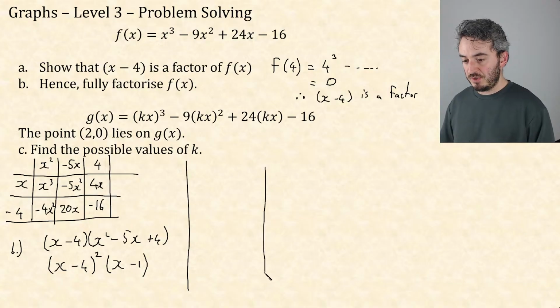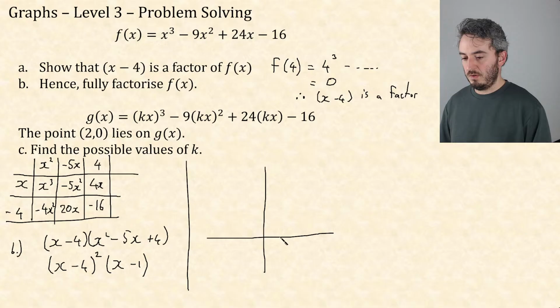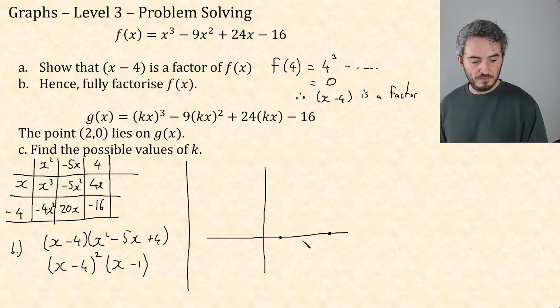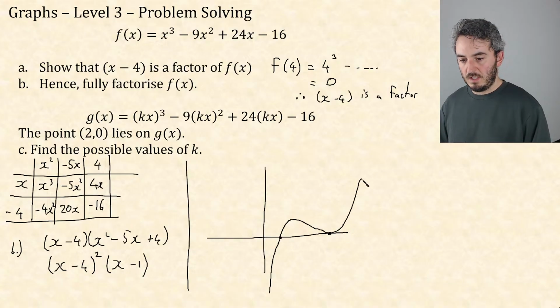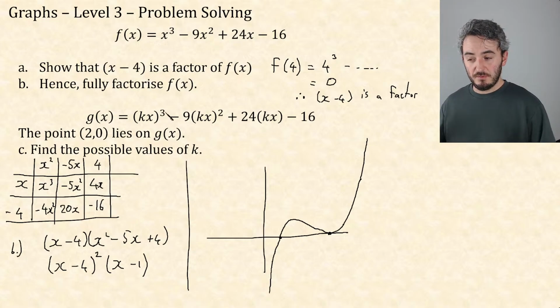So I would be sketching this graph, and that's a positive cubic with one standard root at 1 and a repeated root at 4. So we've got a positive cubic. It's going to cut through at 1, and it's going to bounce off the axis at 4 and go away like that. Now we want some kind of stretch in the x direction to make it go through the point (2, 0).